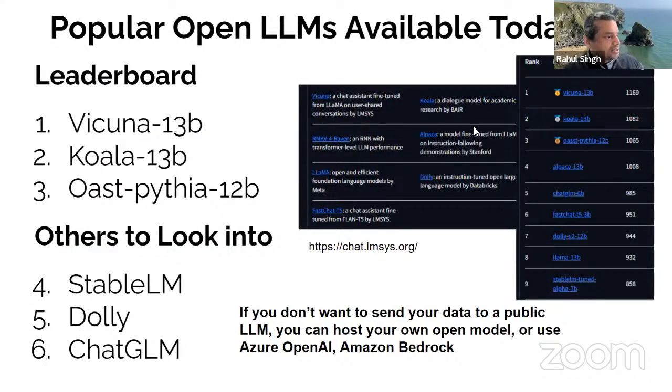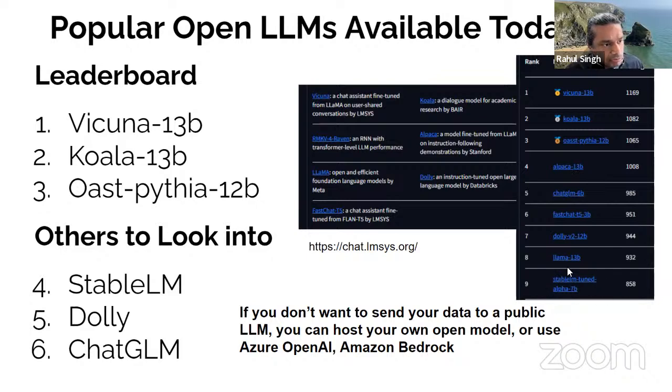There's a site. The people that released Vicuna have a site called chat.lmsys.org that has a leaderboard, and you can try out all of these models on there in a web user interface. Vicuna, Koala, and Open Assistant Pythia are the most popular ones on there, and then Alpaca is a close fourth, and then there's more.